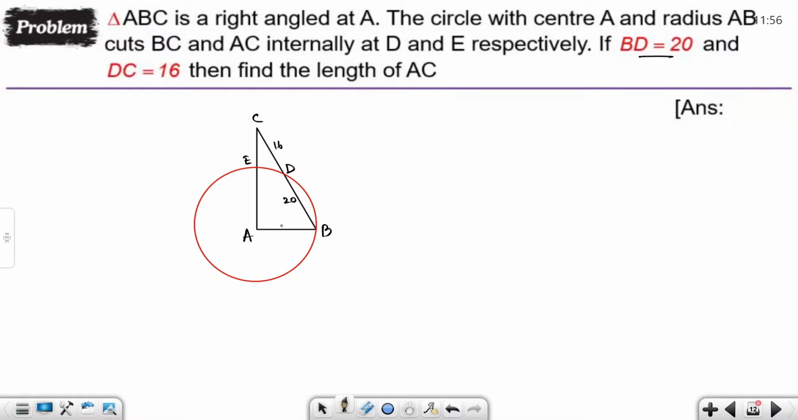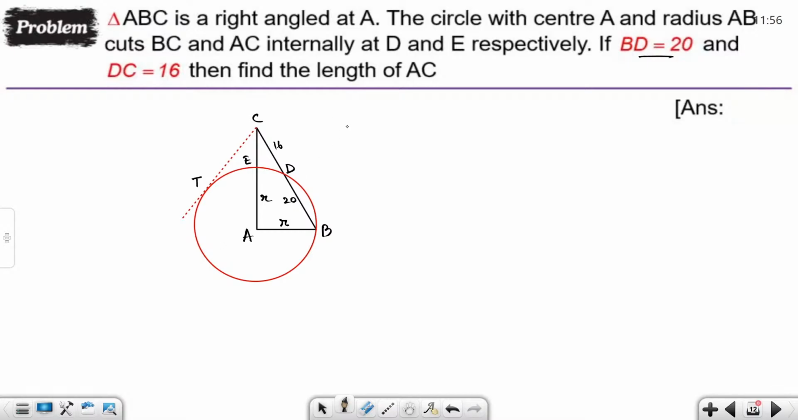Let me say that the radius of this circle be R. So this length is also R. That is, AE is also R. Okay. Then how to find it out? Let me do one thing. Let me just draw a tangent from point C on this circle. Let us say the point of contact be T.